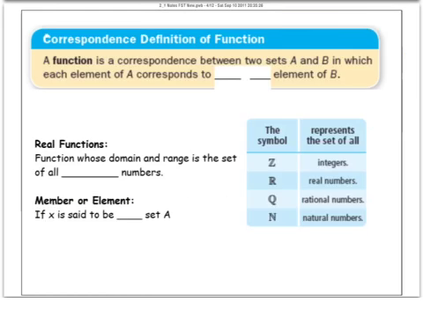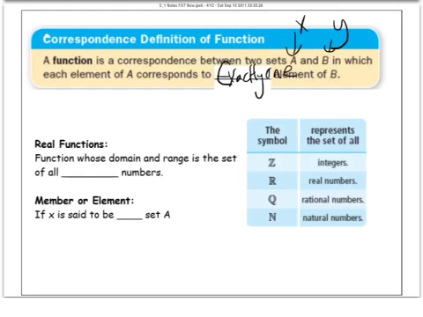Now this slide here is just a little bit more vocab. Here's another way of talking about a function. A function is a correspondence between two sets A and B, in this case all of our x's and all of our y's, in which each element of A corresponds to exactly one element of B. So I just wanted to have you be familiar with seeing the function definition in more of a true mathematical notation.